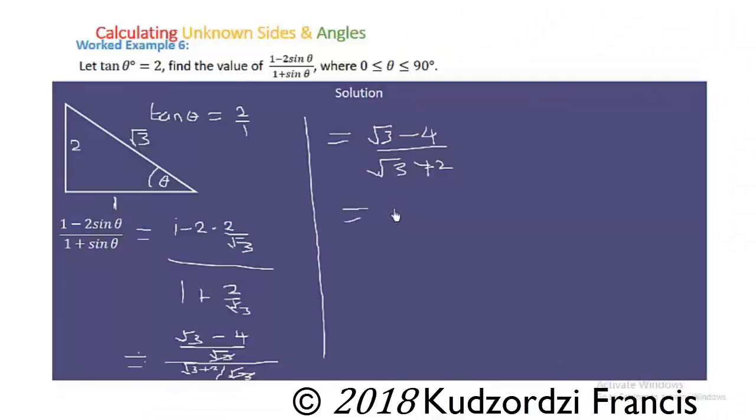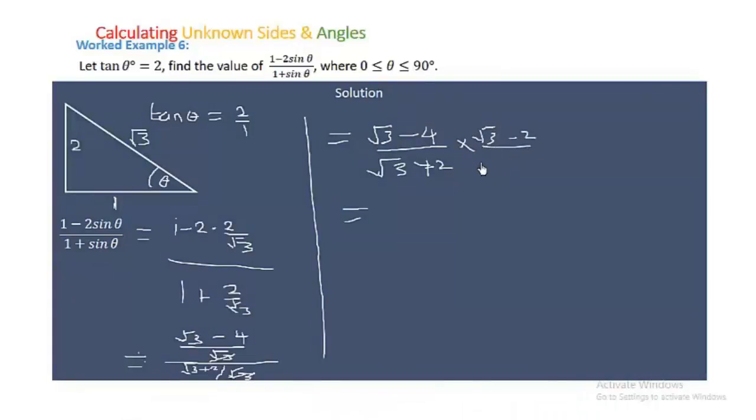Now we can rationalize this to obtain root 3 minus 2 over root 3 minus 2. So now root 3 times root 3 will give us 3. Then this and this will give us minus 2 root 3. This will give us minus 4 root 3. Then this and this will give us plus 8. Then over this will give us 3 minus 2 squared, which is 4.